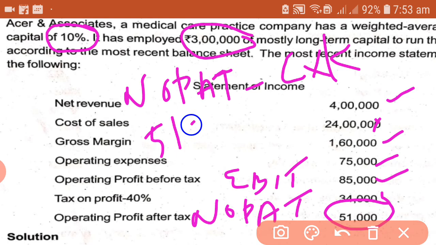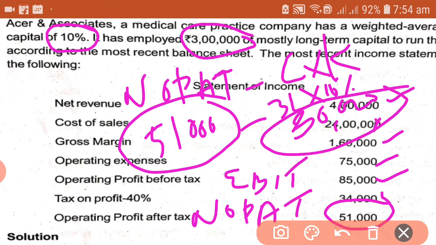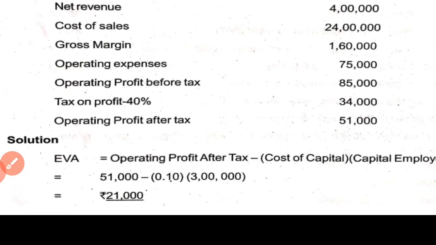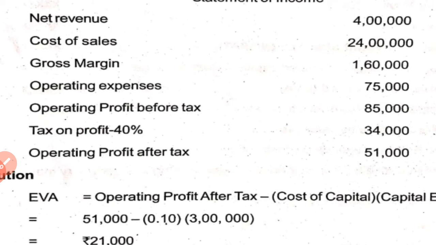NOPAT is 51,000 minus capital of 3 lakhs and cost of capital is 10%. So 3 lakh into 10%, 30,000. So our EVA will be 51,000 minus 30,000, that is 21,000. Here, EVA is operating profit after tax, that is NOPAT, minus cost of capital into capital employed. 51,000 minus 3 lakh into 0.10, that is 30,000. 51 minus 30, 21,000. This is the first case.